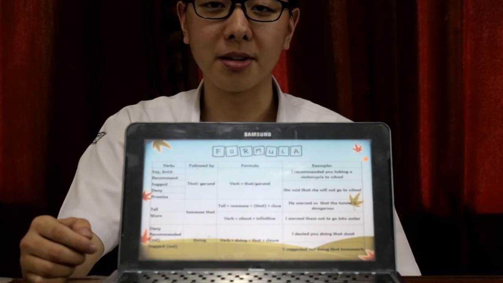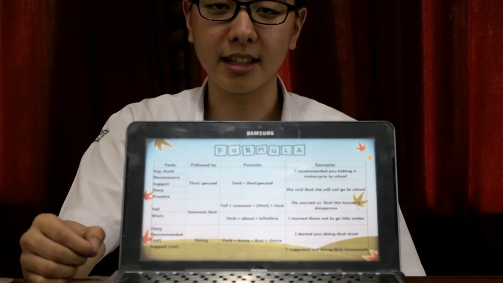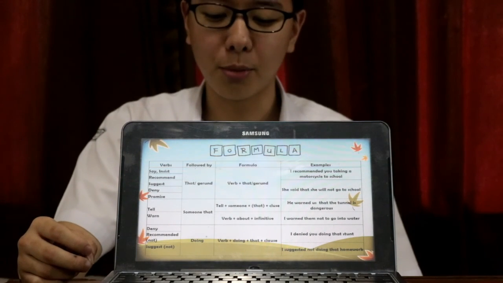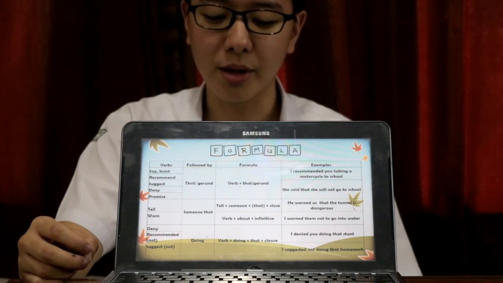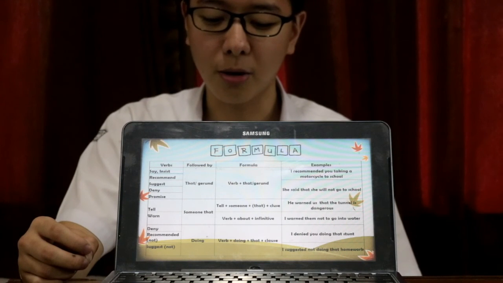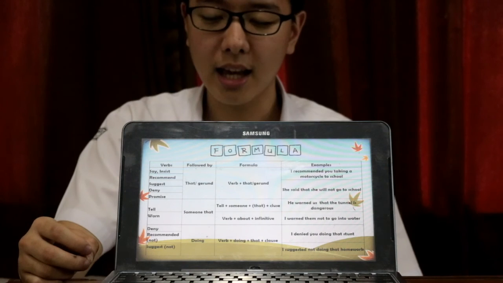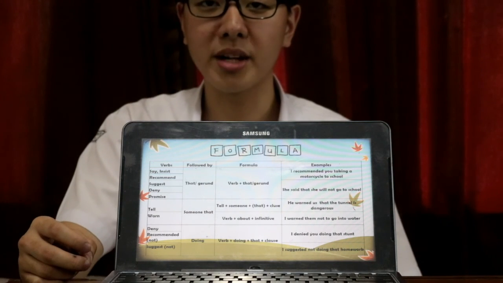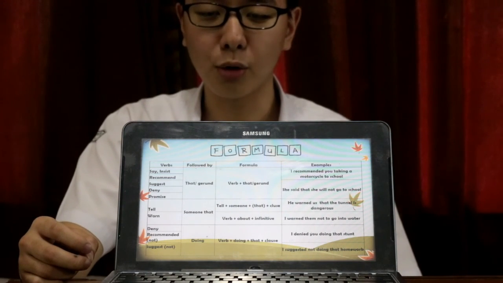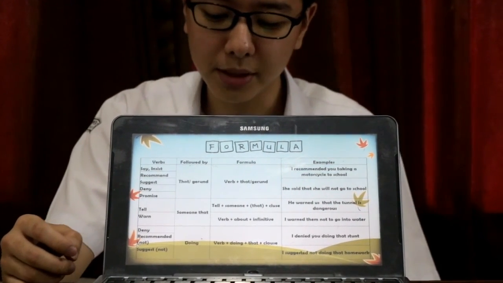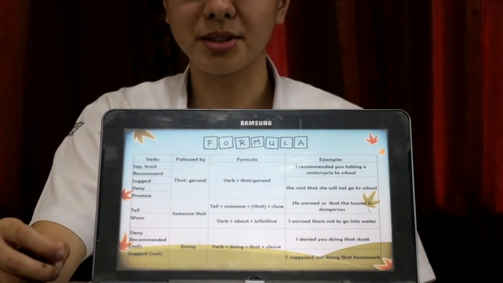And then for remind, warn, and tell, followed by someone that. The formula is verb plus someone that plus clause, or verb plus someone about plus infinitive. And then for deny, recommend, and suggest, followed by doing. The formula is verb plus doing plus that plus clause.